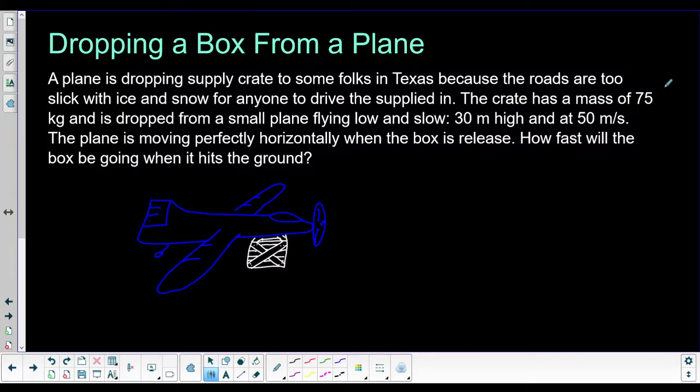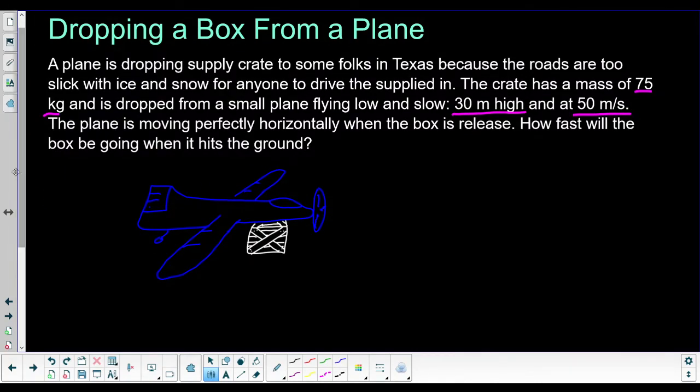The crate has a mass of 75 kilograms. Okay. Mr. Barton, why'd you tell us? It's not important. You said in the last problem. Well, hang on. And it is dropped from a small plane flying low and slow. 30 meters high at 50 meters per second. Very slow, very low to the ground. The plane is moving perfectly horizontally. When the box is released, how fast will the box be going when it hits the ground?